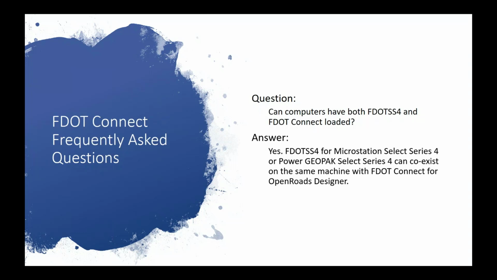You can have multiple platforms with each workspace. That's to say you could have MicroStation and Power Geopack both Select Series 4 with FDOT SS4, and then you could have MicroStation Connect Edition and OpenRoads Designer Connect Edition with FDOT Connect. Not necessarily sure why you would want to do that except for managing your license usage, but that is possible as well. But you can't have FDOT SS4 MR6 and then MR8 and then FDOT Connect, and you can't run FDOT SS4 with the Connect Edition software. It doesn't work with OpenRoads Designer. So hopefully that clarifies that question.